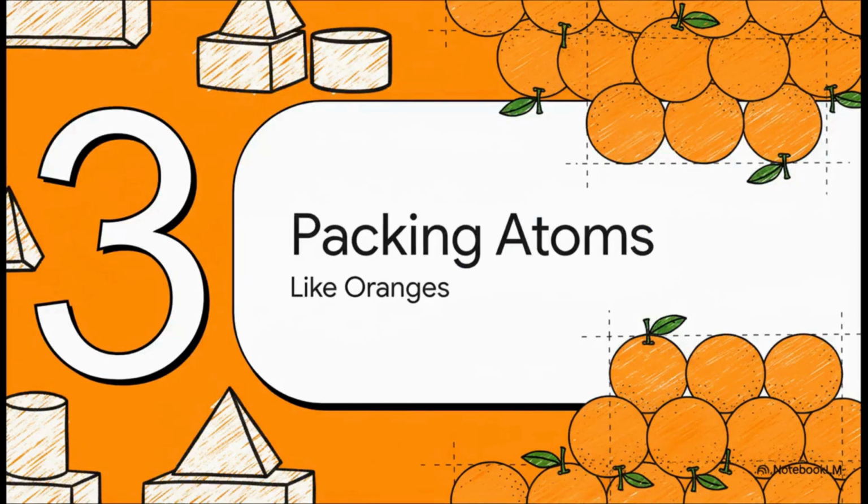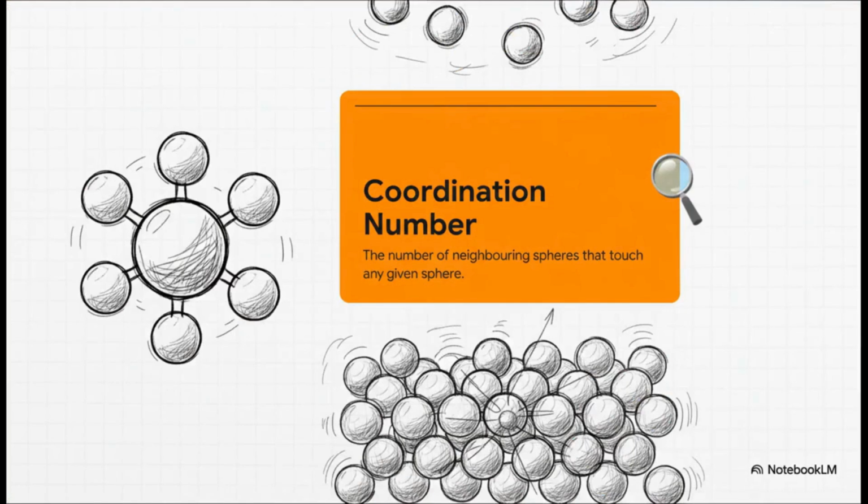All right, so we've got our building blocks. The next big architectural question is, how do you stack them? Nature is all about being efficient. So how are these atomic bricks, or maybe it's easier to think of them as oranges, packed together? To measure this, scientists use something called the coordination number. It's actually really simple. You just count how many neighbors are directly touching any single atom. The higher that coordination number is, the more crowded the atomic neighborhood is, and the more tightly packed the whole structure is.